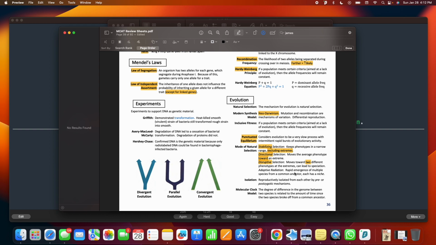Adaptive radiation is the rapid emergence of multiple species from a common ancestor. Each has a niche.